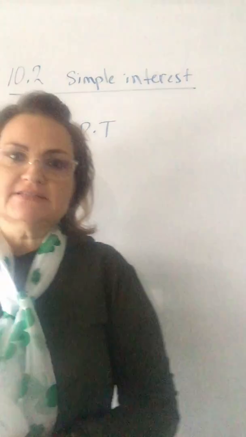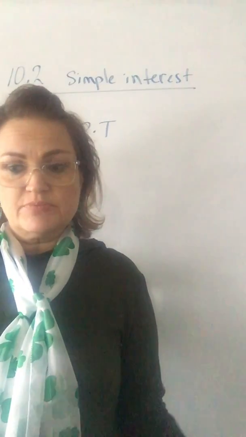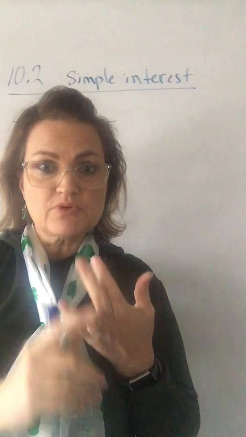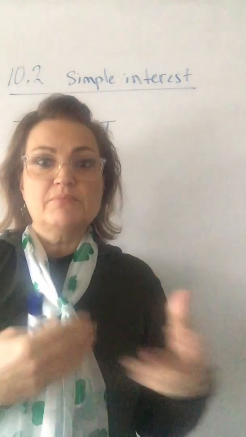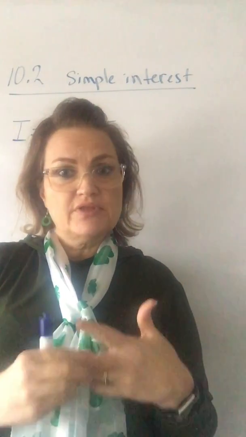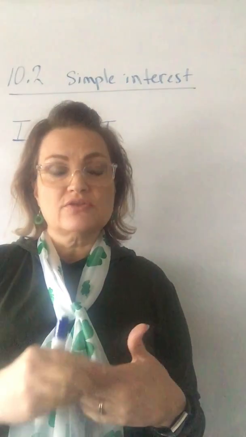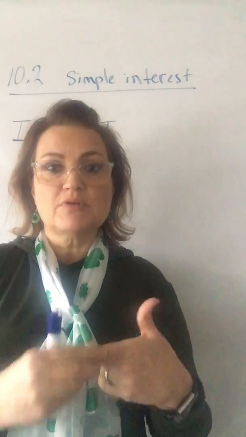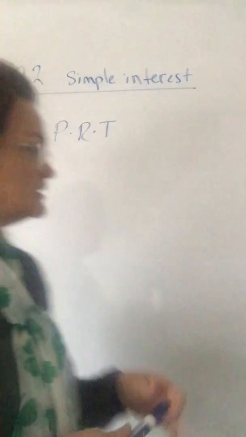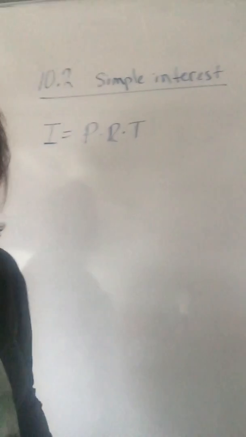So we're back talking about section 10.2. We're talking about simple interest, and we discussed in the previous video that simple interest is affected by three factors: the principal, how much you borrow or how much you have saved in a savings account; two, the interest rate, the bigger the interest rate, the more interest you're going to pay; and three, the time. The longer the time, the more interest you pay. So those three factors directly influence the I. So I equals principal times rate times time.